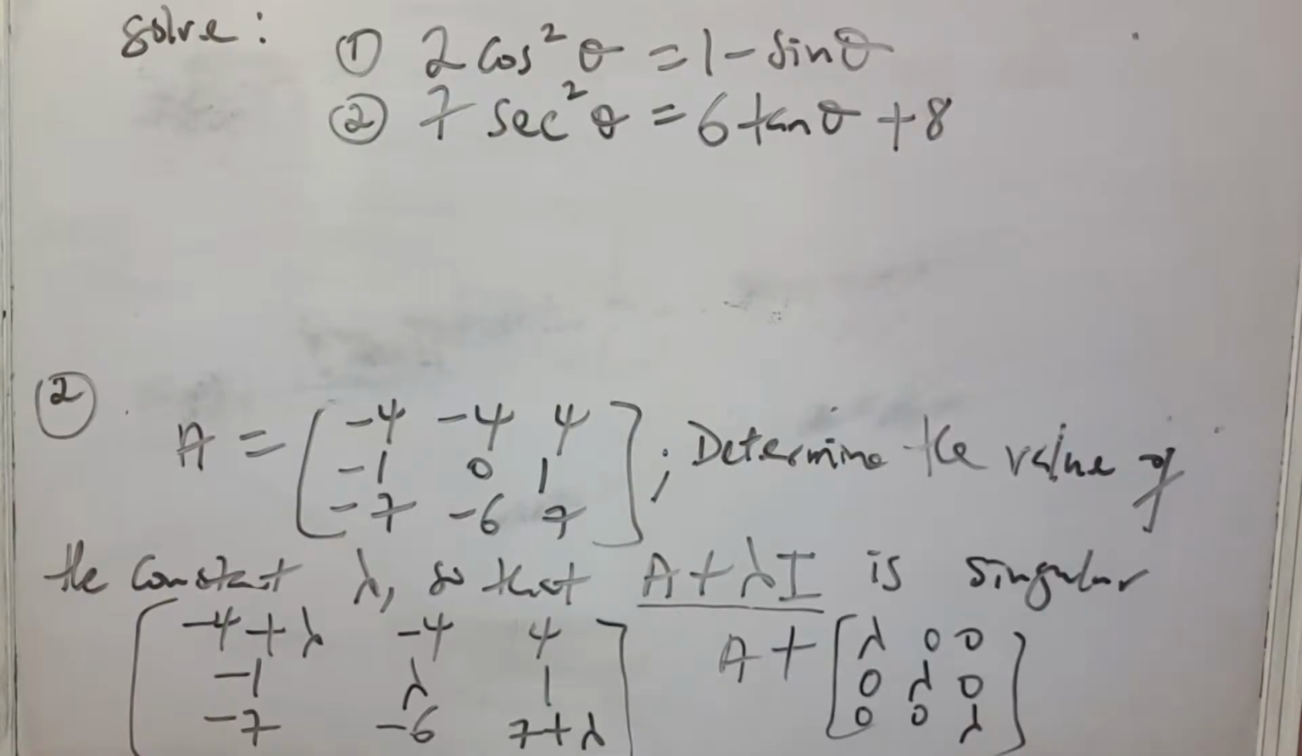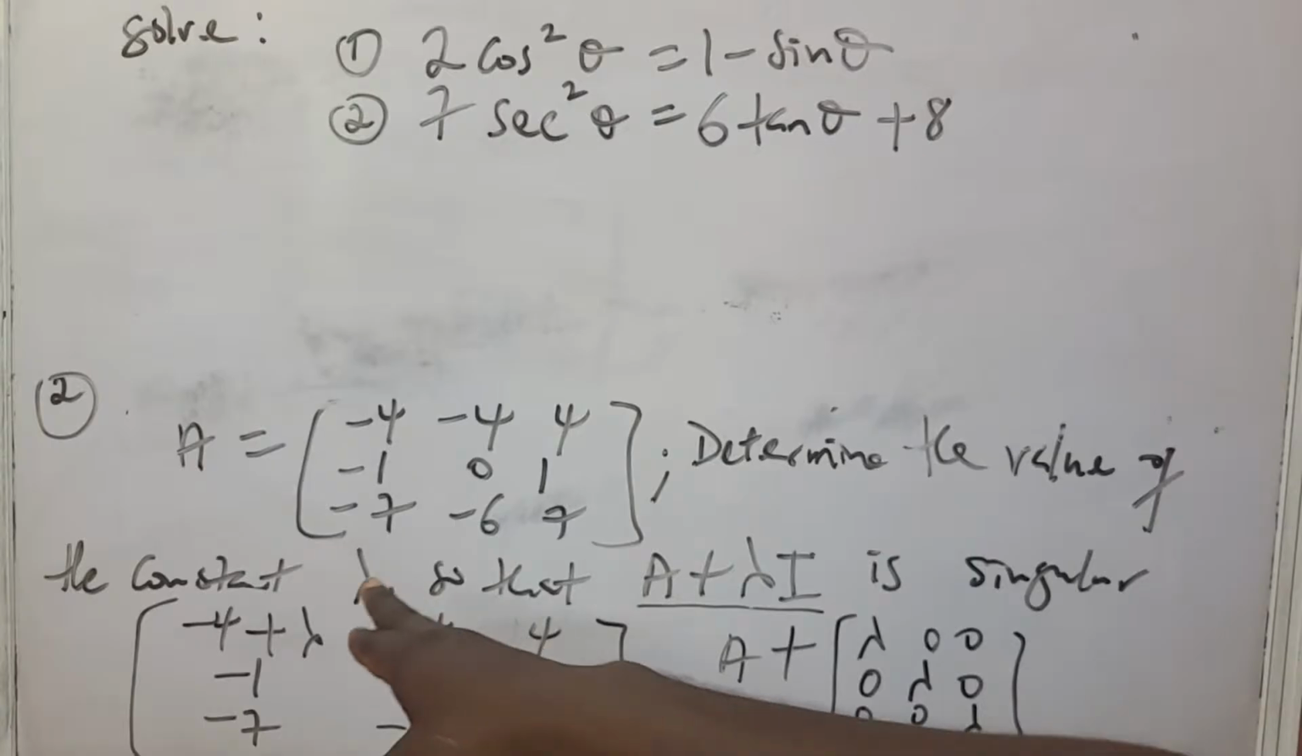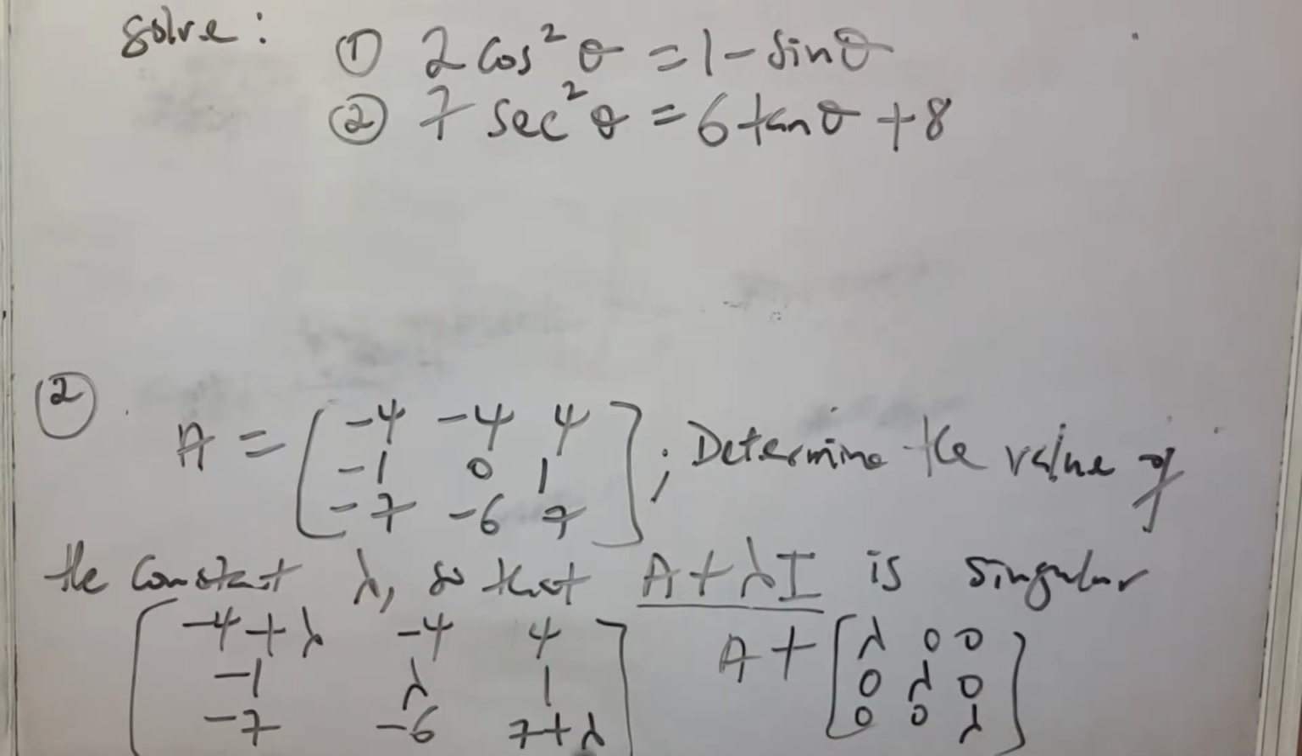All right, so this is the resultant when you added matrix A with the scalar multiplication of lambda with the identity matrix I. Good. Now we can go on to tackle the other side of the question. We have to determine the value of the constant lambda, so that this A plus lambda I, which is right here, is singular.